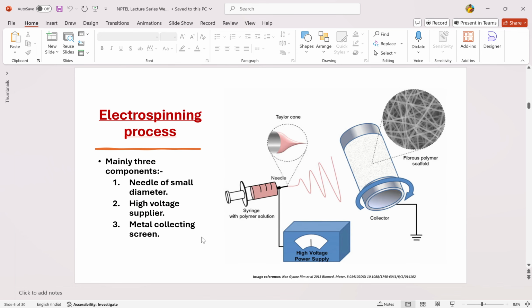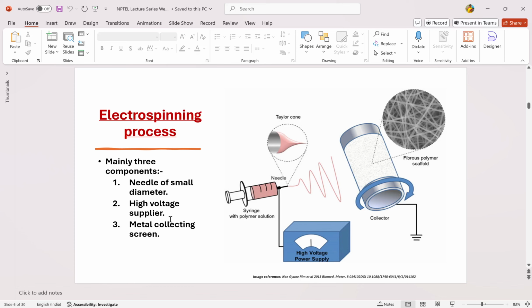Okay, so this is the electrospinning process. What is happening is you have mainly three components. First, you have a syringe with the polymer solution. Like I said, the needle of your syringe is very important, because that diameter will determine the diameter of your nanofiber. The smaller the diameter, the more ultrafine fibers you will get. So the diameter of this needle is very important.